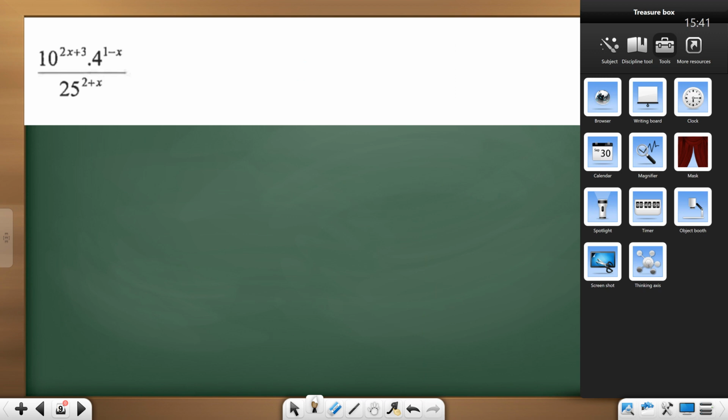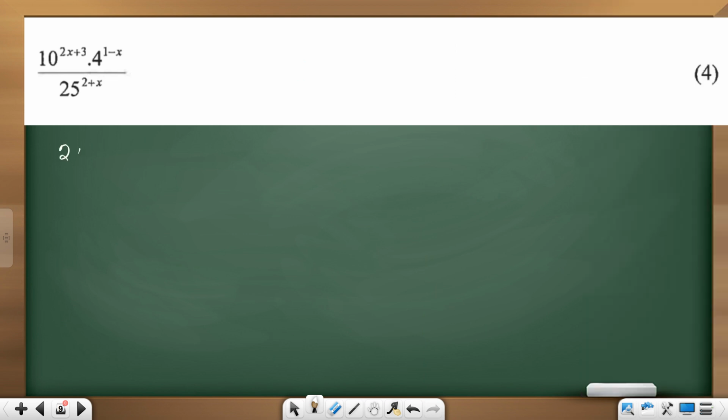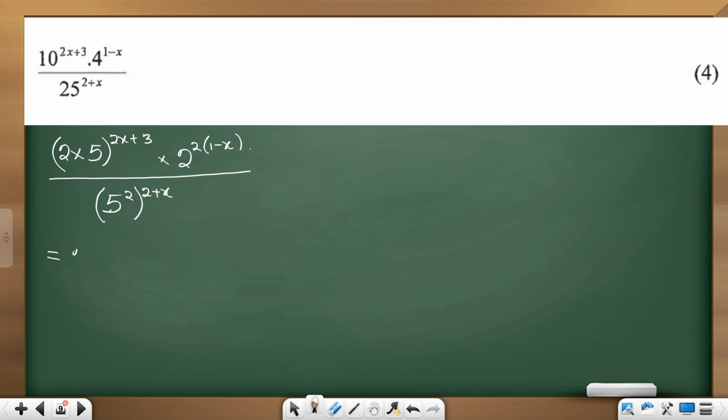Same thing here. Let me run through this. 10 can be written as 2 times 5, to the power of 2x plus 3, multiplied by 2. Please, you must put a bracket there. A lot of learners always forget that bracket. 25 is 5 squared. Please put a bracket. So what would this be? We distribute: 2 to the power 2x plus 3 times 5 to the power 2x plus 3 times 2 to the power 2.